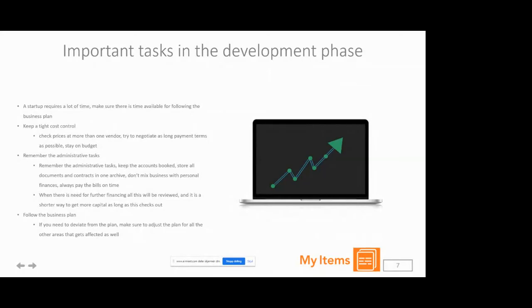Follow the plan. Attempt to follow the initial development plan. If it's necessary to deviate from the plan and this delays the project, then make sure to adjust the prognosis as well, to make sure that the finances will be sufficient.